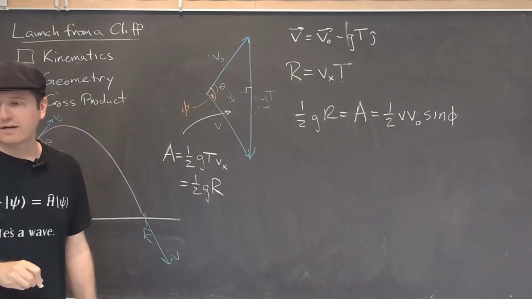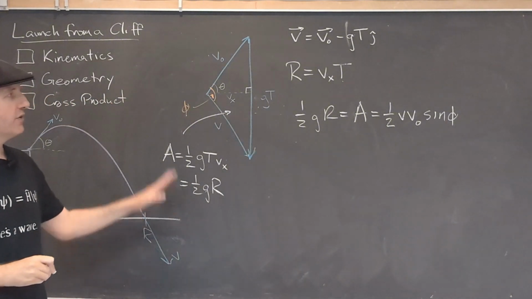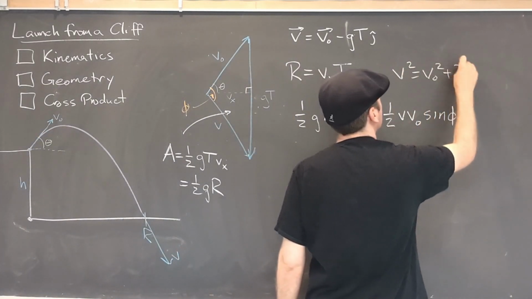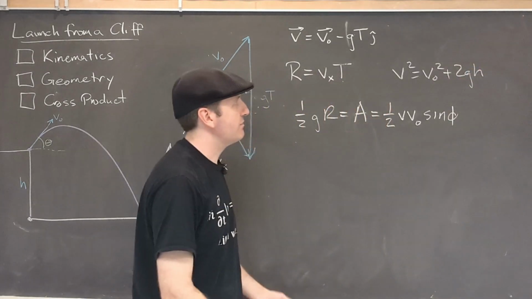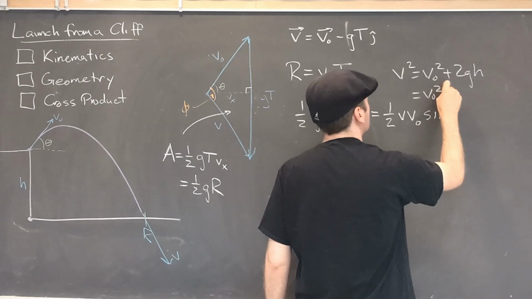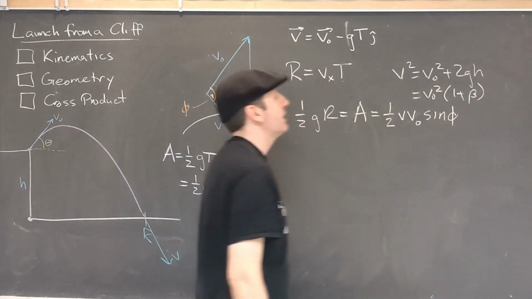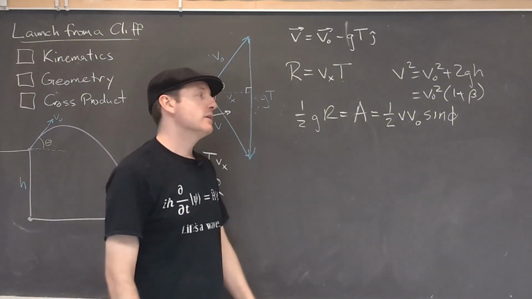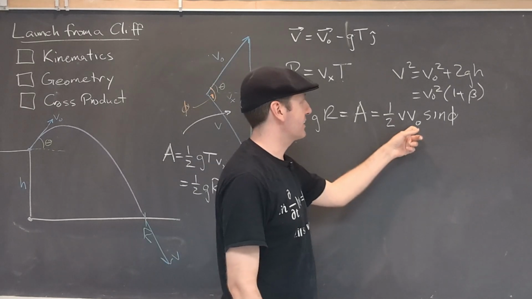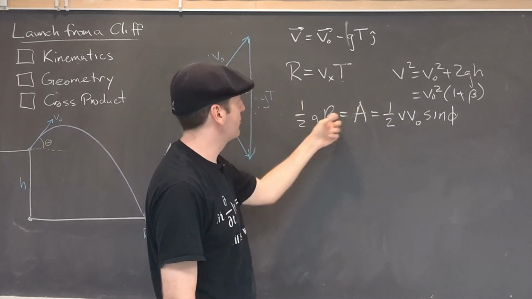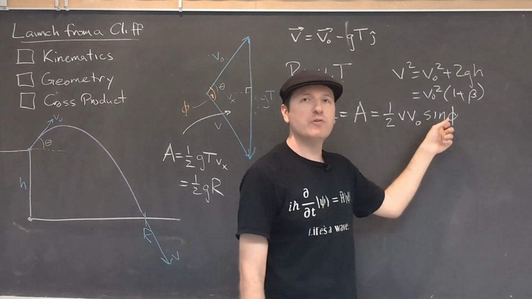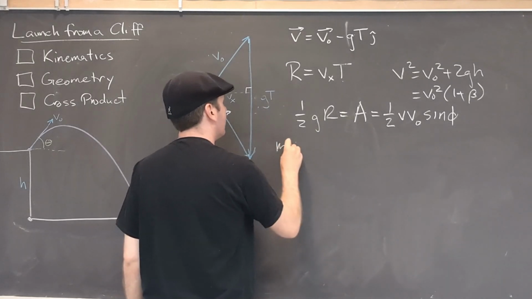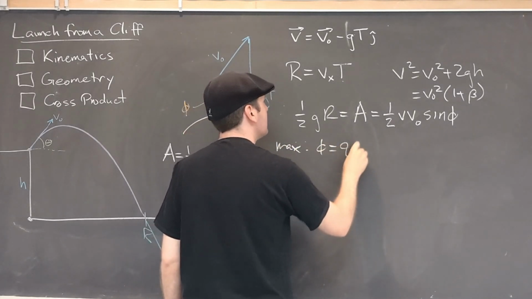Now, v and v naught are fixed. If you're unconvinced by that, notice that v squared is v naught squared plus 2gh. Or put another way, it's v naught squared times 1 plus beta. And all of those are givens in this problem, that doesn't depend on angle. So v is fixed, v naught is fixed. I want to maximize this area, which will maximize the range. What value of phi maximizes sine? 90 degrees. So I get a maximum when phi is 90 degrees.